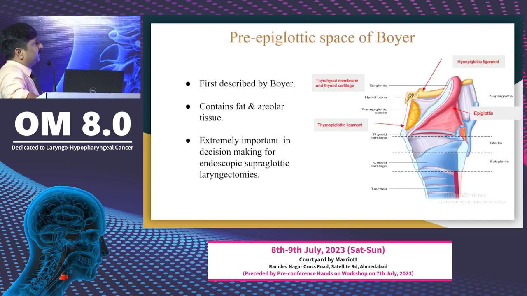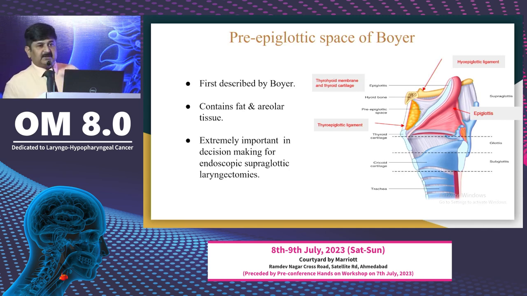First, the pre-epiglottic space, named by Boyer. The boundaries are: superiorly the hyoepiglottic ligament, anteriorly the thyroid membrane and thyroid cartilage, inferiorly the thyroepiglottic ligament, and the posterior boundary is the epiglottis. This pre-epiglottic space contains fat and areolar tissue.